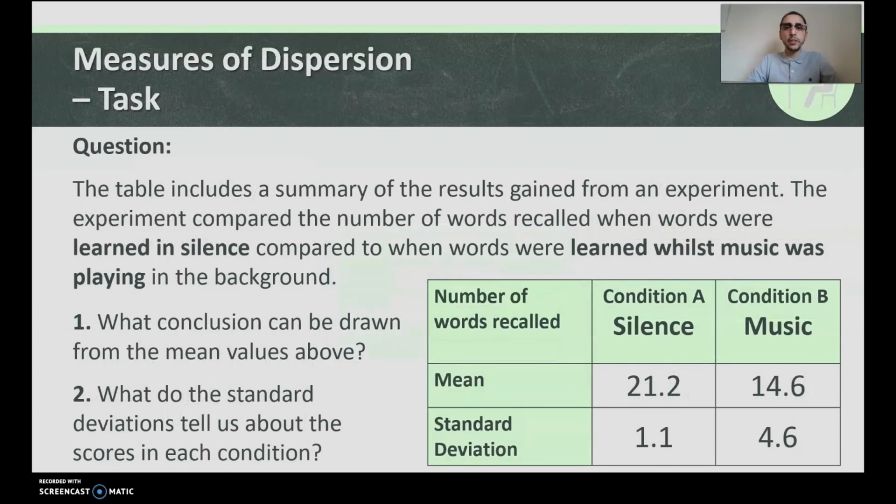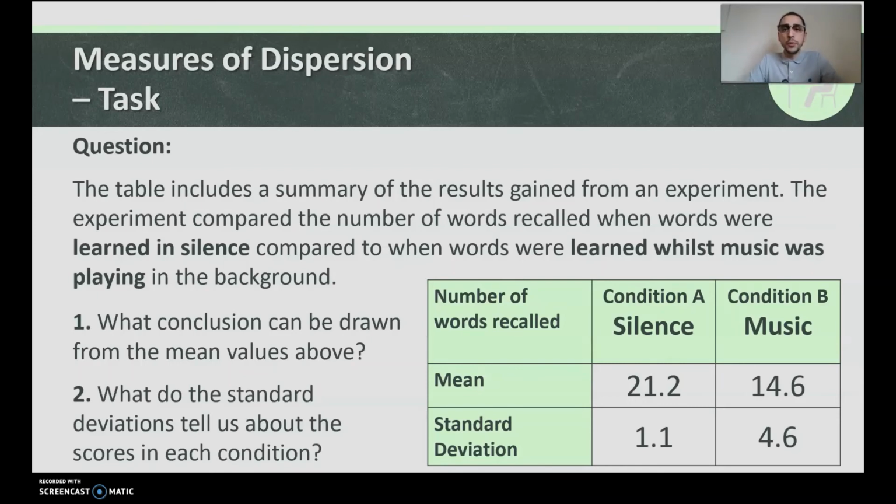Right, now we're going to use all of that data to try and answer this question. The table includes a summary of the results gained from an experiment. The experiment compared the number of words recalled when words were learned in silence compared to when words were learned whilst music was playing in the background. Okay, so we're trying to learn words. I'm going to give you a list of words. I'm going to see how many words I can remember. In some of them, they learn these words in silence. In another group, they learn them with music. So let's have a look at the table.